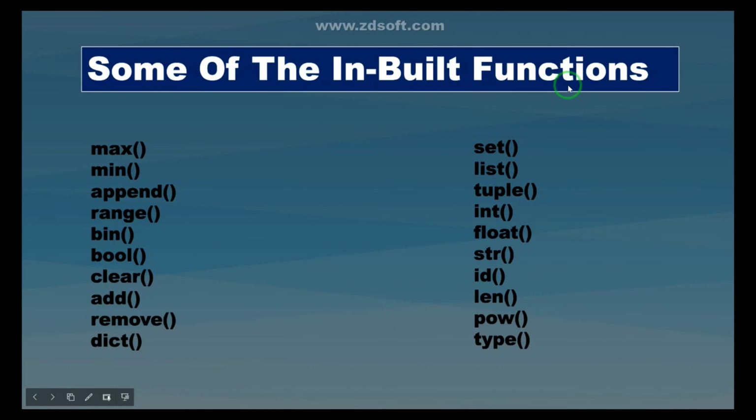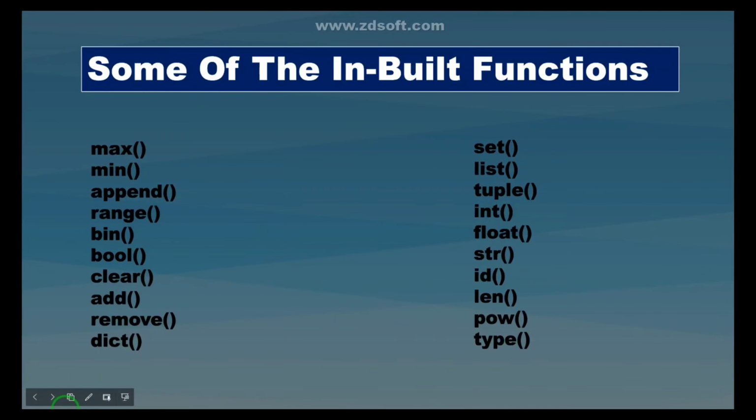Here I am listing some of the inbuilt functions. If you watched the previous videos, I have covered half of the built-in functions there. If you haven't watched them, please go back and watch those previous videos and then come back to this video. In this video I want to tell you a little about inbuilt functions like max and min. We have covered append, bool, clear, add, remove, dict, set, list, tuple in previous videos. Now I want to discuss two or three of them.